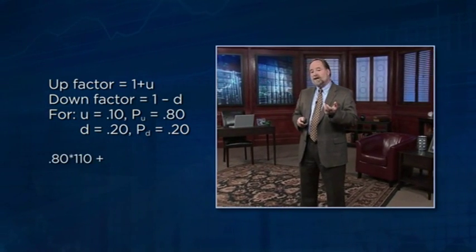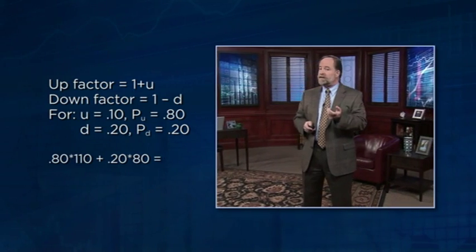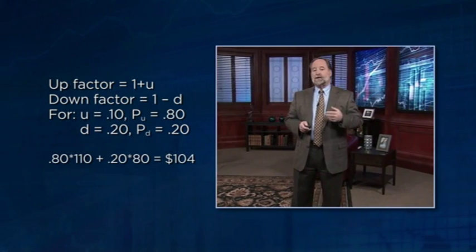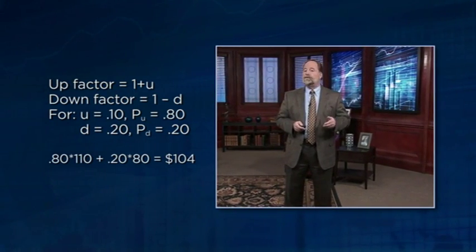0.8 times 110, that's the price in the up state, plus 20% times the price in the down state of 80, that's $104. Thus, if you buy it at the current price of 100, the expected or average return over the year is going to be 4%.